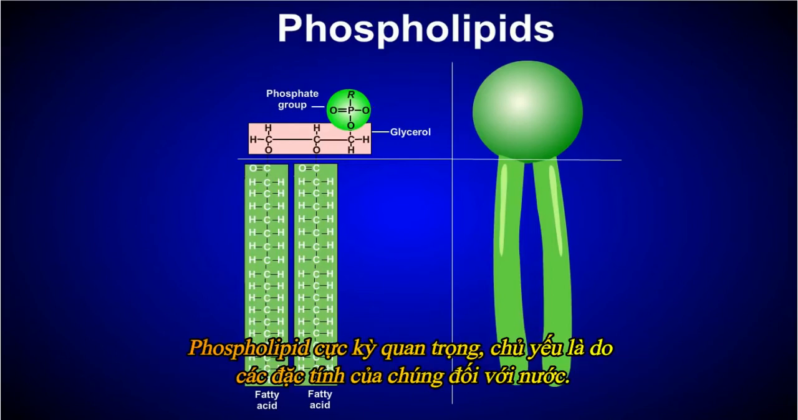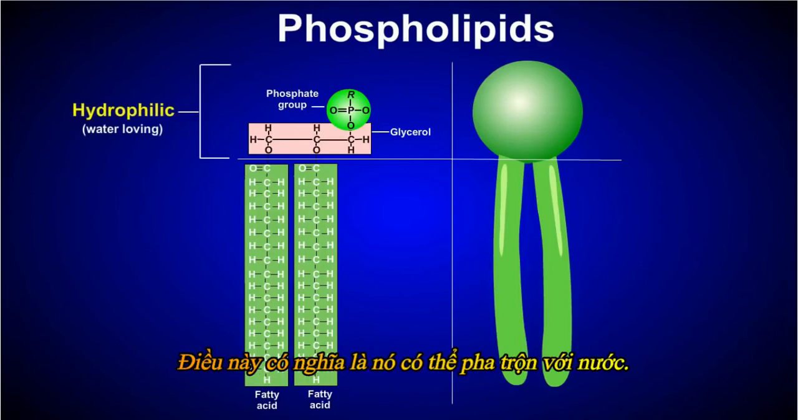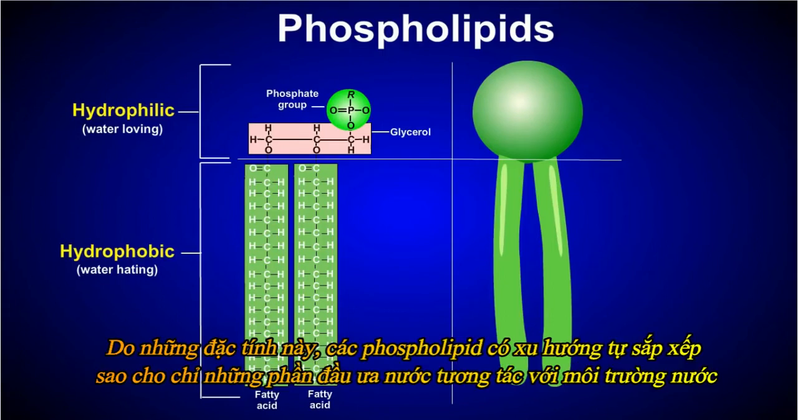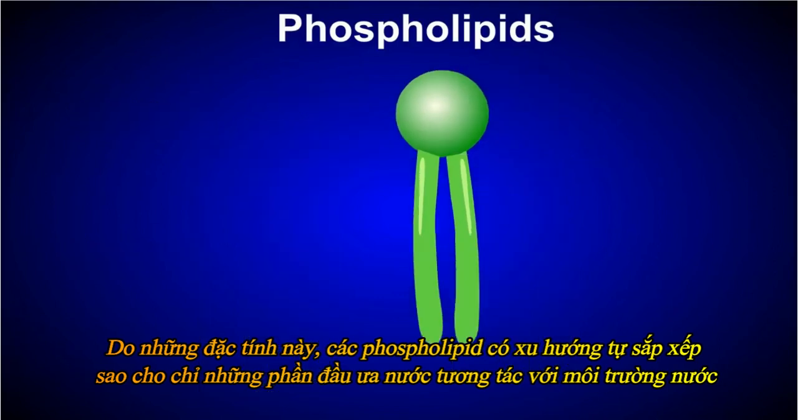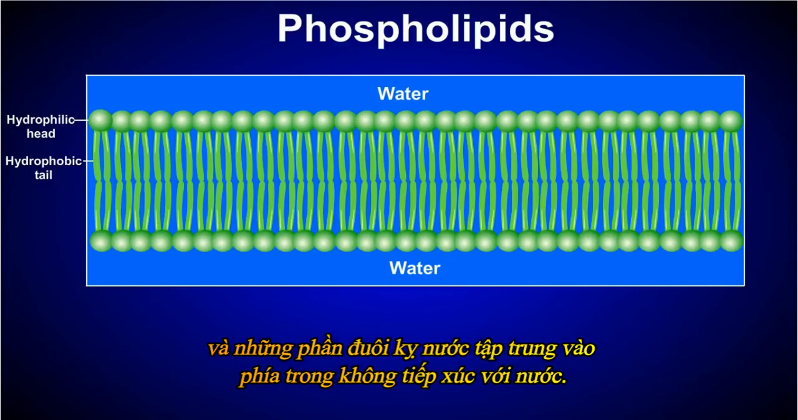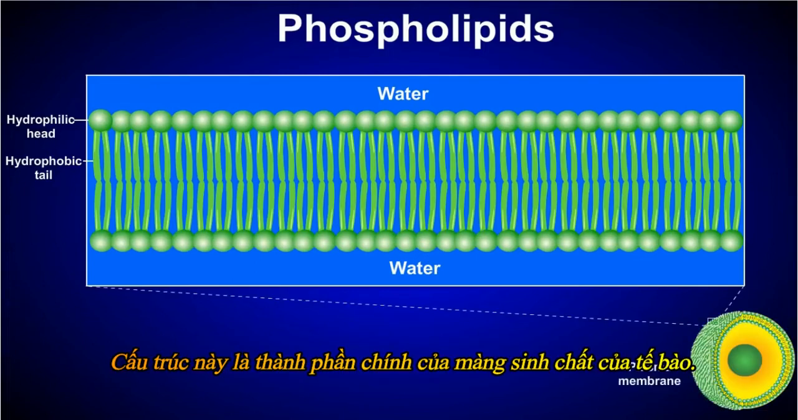Phospholipids are extremely important, mainly because of their unique properties in regard to water. The phosphate head of the molecule is hydrophilic, or water-loving. This means that it mixes well with water. The fatty acid tails, however, are hydrophobic, or water-hating, and do not mix well with water. Because of these unique properties, phospholipids tend to arrange themselves so that only the hydrophilic heads interact with the watery environment, and the hydrophobic tails crowd inward away from the water. This structure is the major component of plasma membranes of the cell.